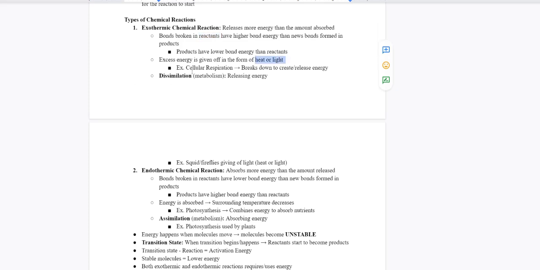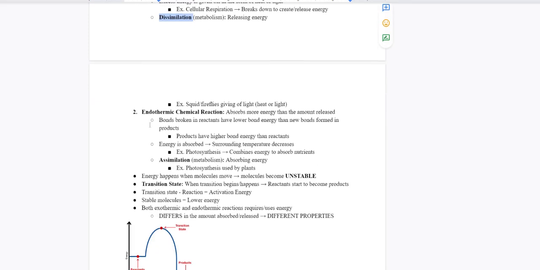One example of this is cellular respiration. It breaks down molecules in order to release energy. So an exothermic reaction is a form of dissimilation, which is releasing energy. One example of dissimilation is fireflies. Fireflies give out light. They release the energy in the form of light.